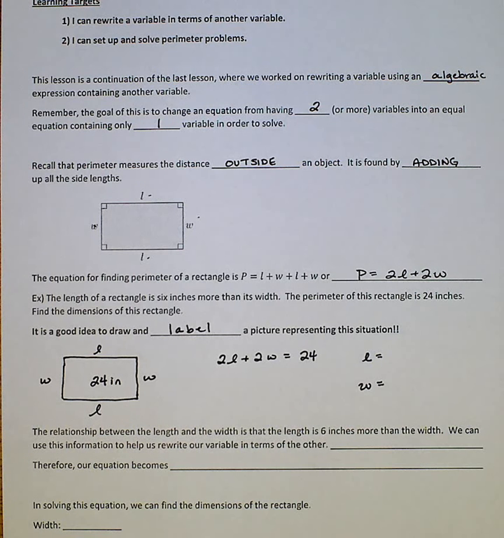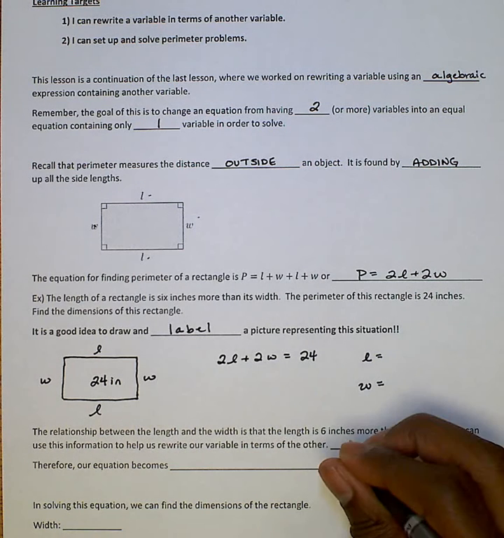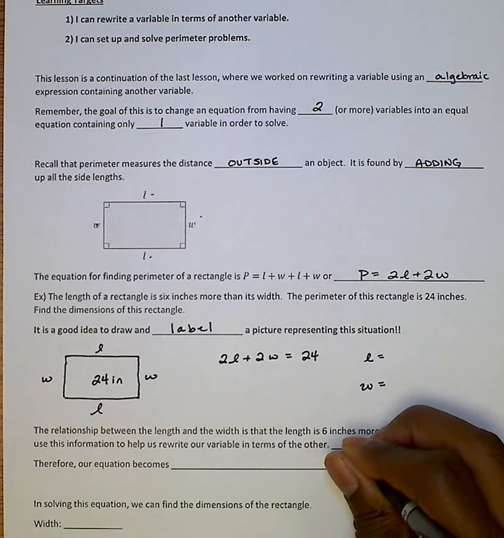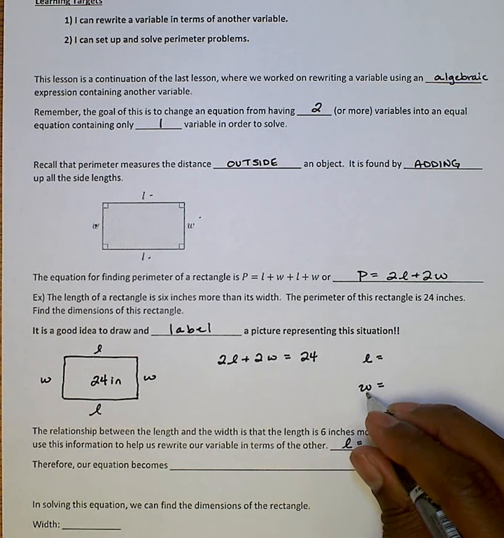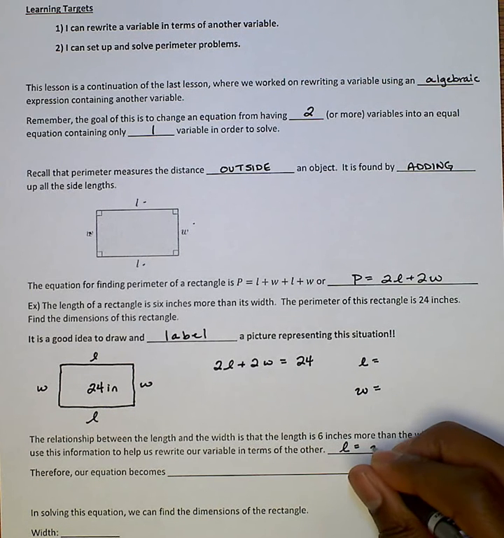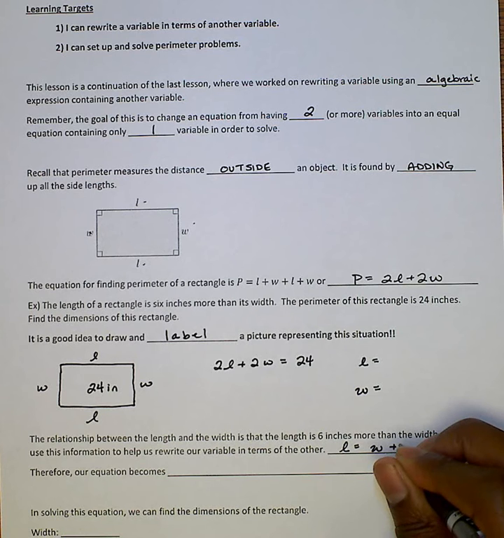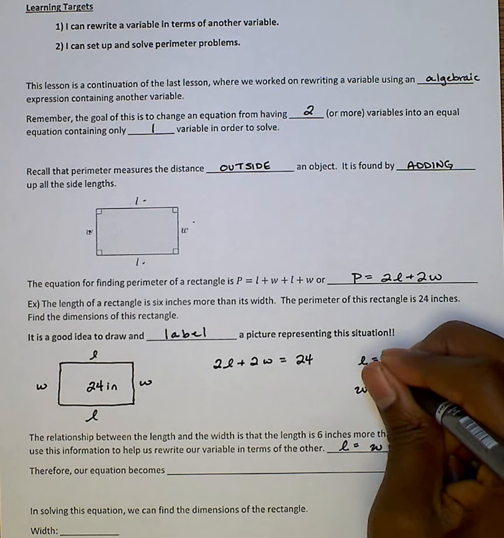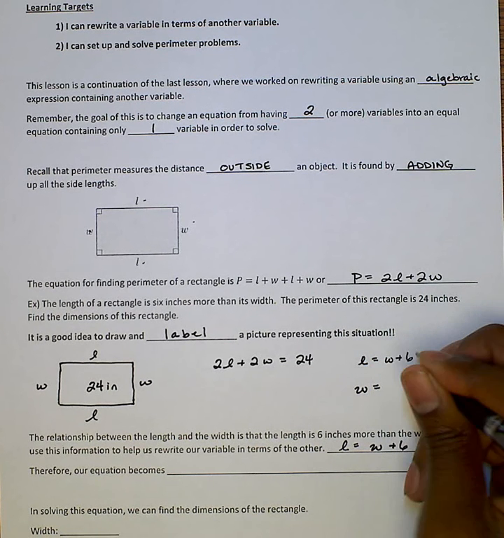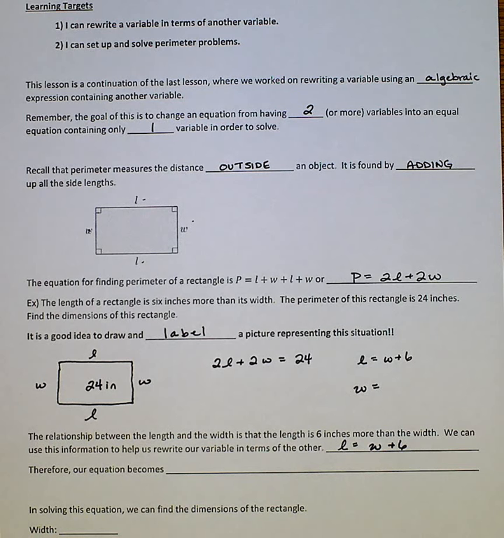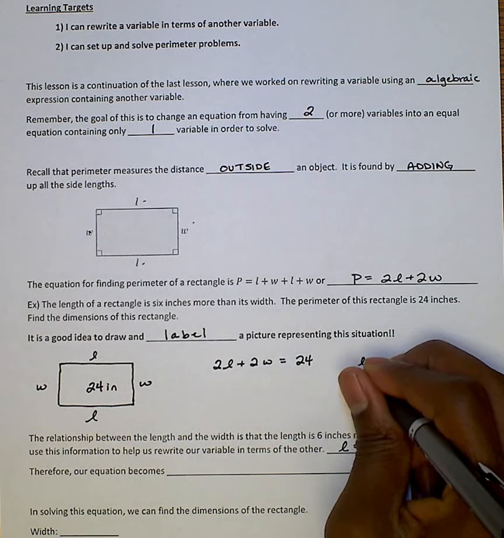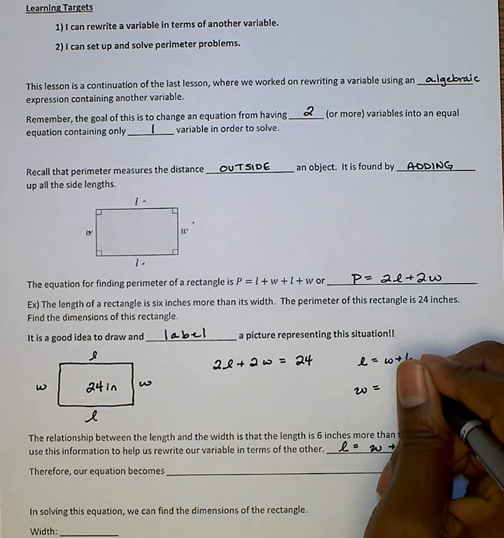How can we write that? Well, 6 inches more than the width. We already know that width for us is W. 6 more than that means plus 6. W plus 6. That's how we can write the length. And so this is good for us because now, instead of writing L, we can write W plus 6.